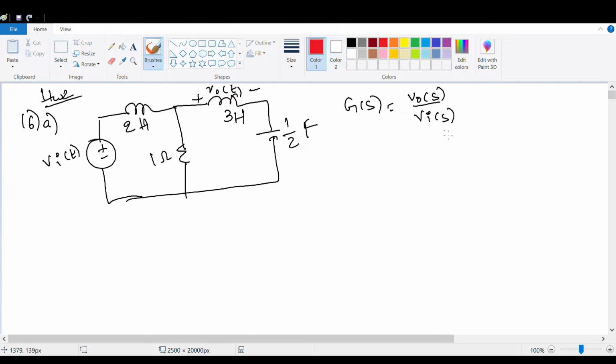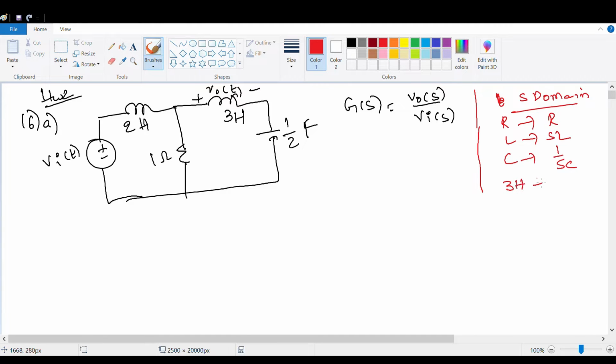Okay. Now we know from the t domain to the s domain how they will change. R becomes R, L becomes SL, C becomes 1 by SC. So here the inductor is 3 Henry, which will become 3S, and the capacitance is 1 by 2 farads, which will become 1 by SC, 1 by 2, which is 2 by S.